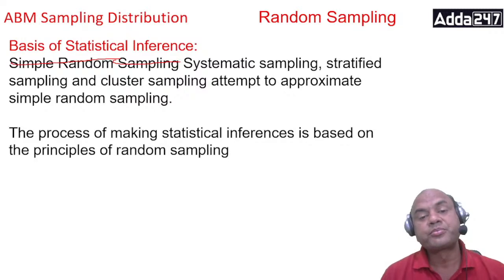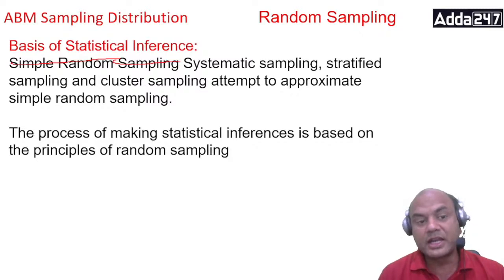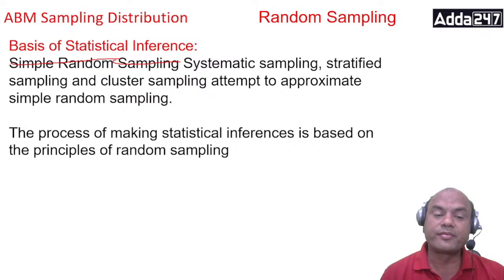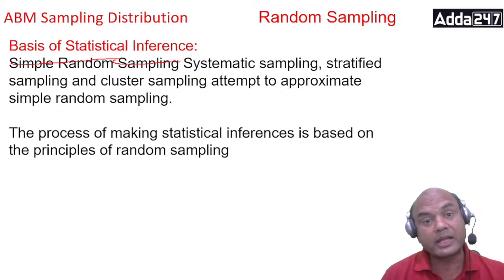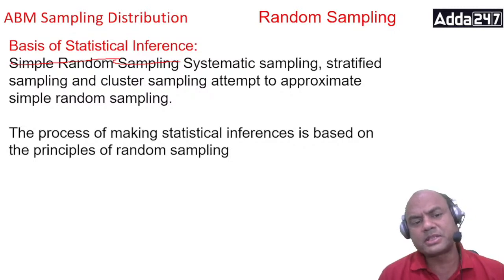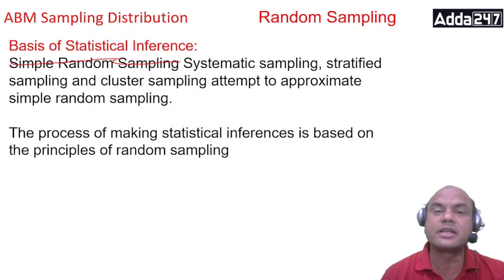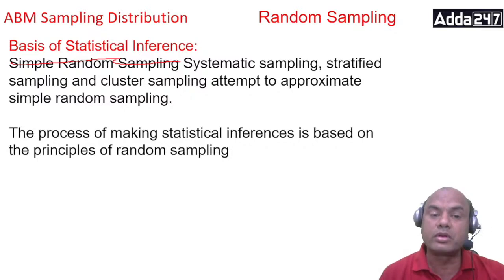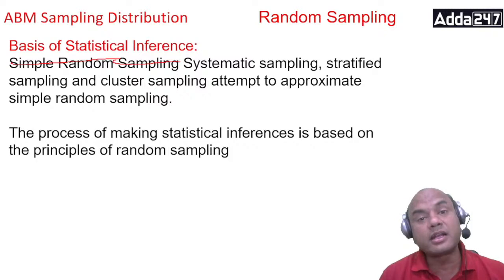In the exam, they'll ask you: systematic sampling, stratified sampling and cluster sampling will attempt to approximate dash, and the answer will be simple random sampling. Remember, these are the practical questions asked in the exam. The process of making statistical inferences is based on the principles of random sampling. Very importantly, remember, simple random sampling is the best sampling available throughout the world. All these systematic, stratified, cluster are taken later. They are an approximation.